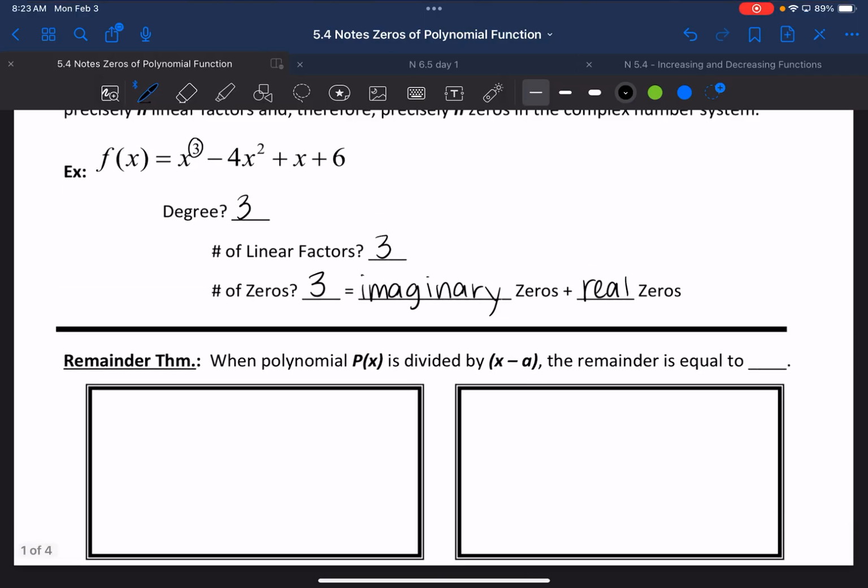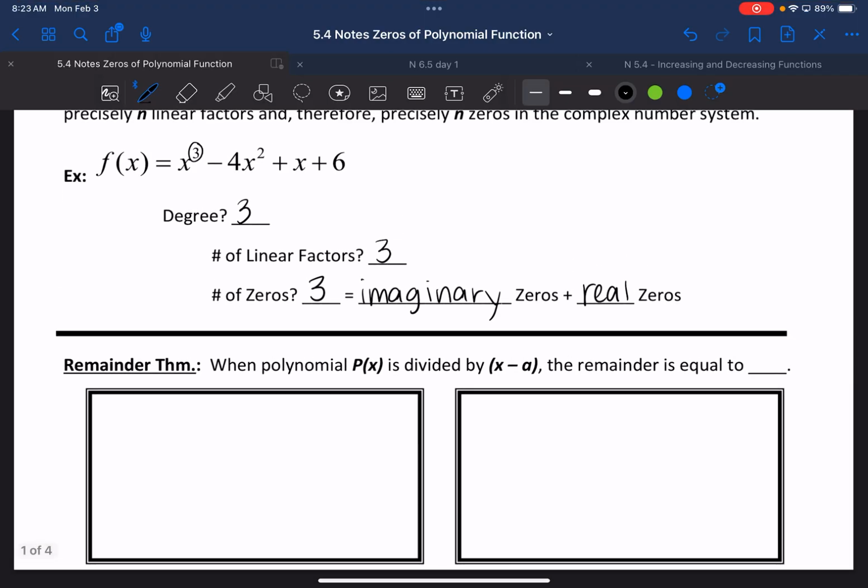All right. Then we have what is called the remainder theorem. This says when the polynomial p of x is divided by x minus a, where a is just any factor, if that is a factor of your function, then our remainder should end up being 0, right? It should go in nice and neat and evenly.